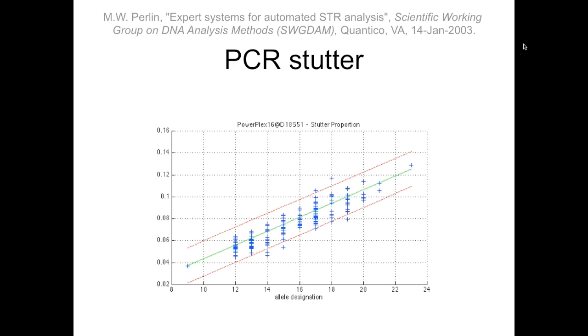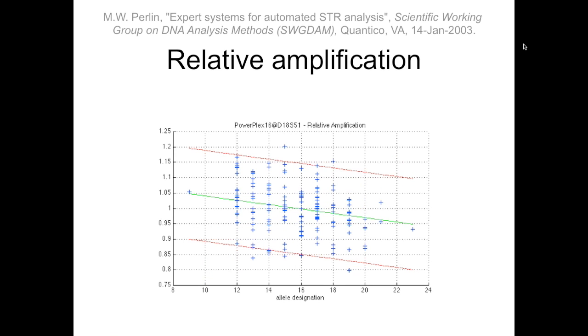So TrueAllele models that green line with two parameters. It has the slope and an intercept parameter, and it also has the variation shown as the distance between those red bars as a standard deviation. So it takes several parameters to model PCR stutter. And this again is done for each different experiment. So it's customized to the data for each marker.